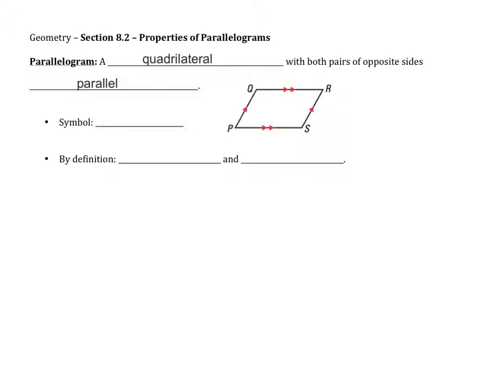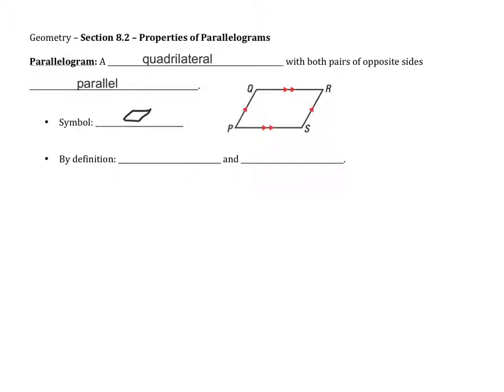If you're looking at this diagram, notice that these two sides are parallel and these two sides are parallel. So by definition, this would be a parallelogram. You see the word "parallel" inside of there. All that it takes to be a parallelogram is that the opposite sides of a four-sided figure have to be parallel. The symbol for a parallelogram just looks like a parallelogram.